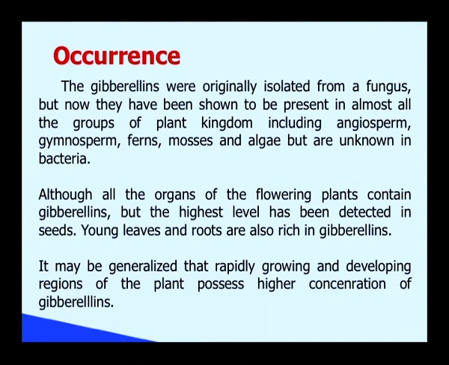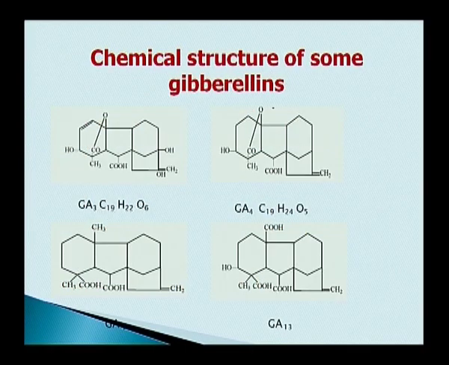All the organs of the flowering plants contain gibberellins, but the highest level has been detected in seeds. Young leaves and roots are also rich in gibberellins. It may be generalized that rapidly growing and developing regions of the plant possess a higher concentration of gibberellins. So, gibberellin is present almost in all parts of the plant, ferns, mosses, except in bacteria. These are the chemical structures of some of the gibberellins: GA3, GA4, GA7 and GA13.